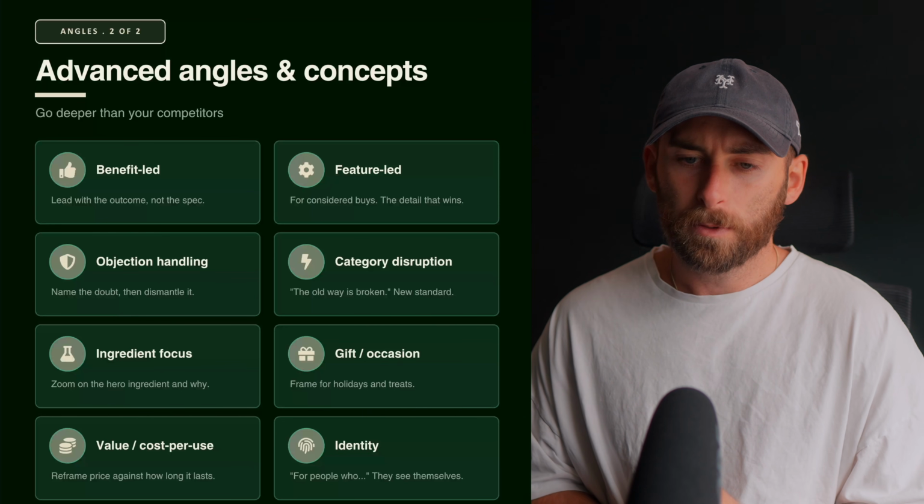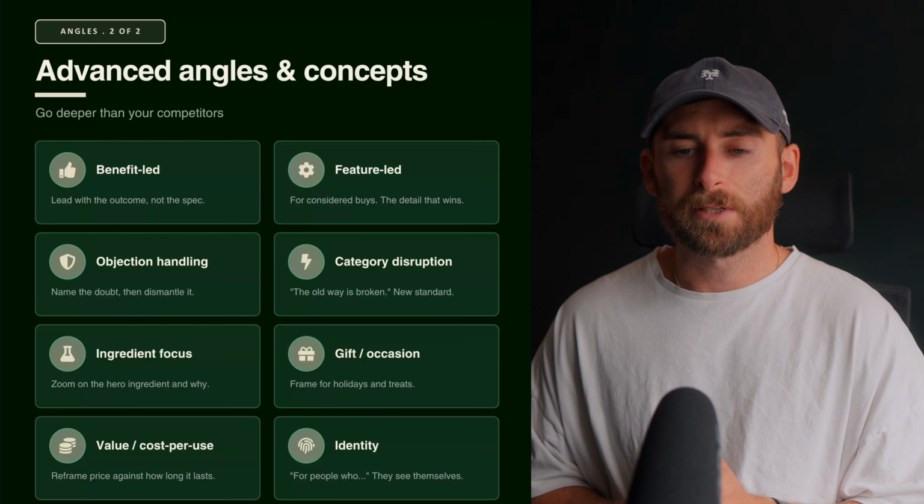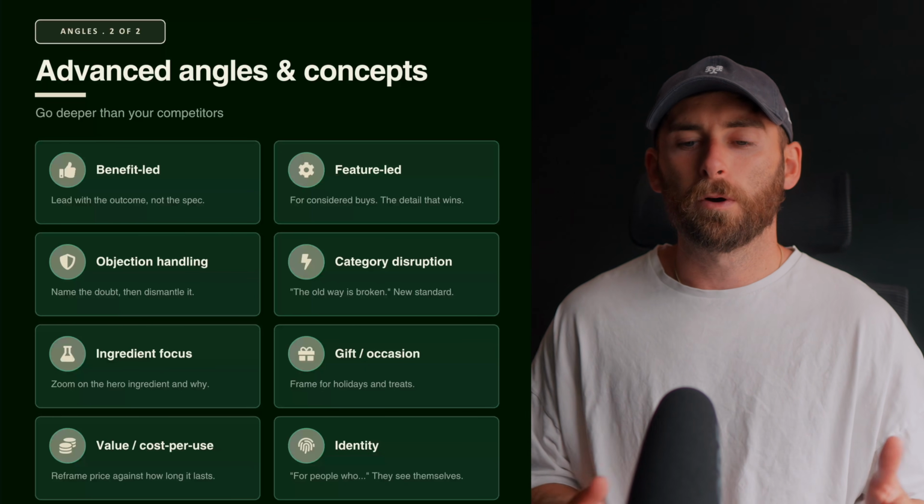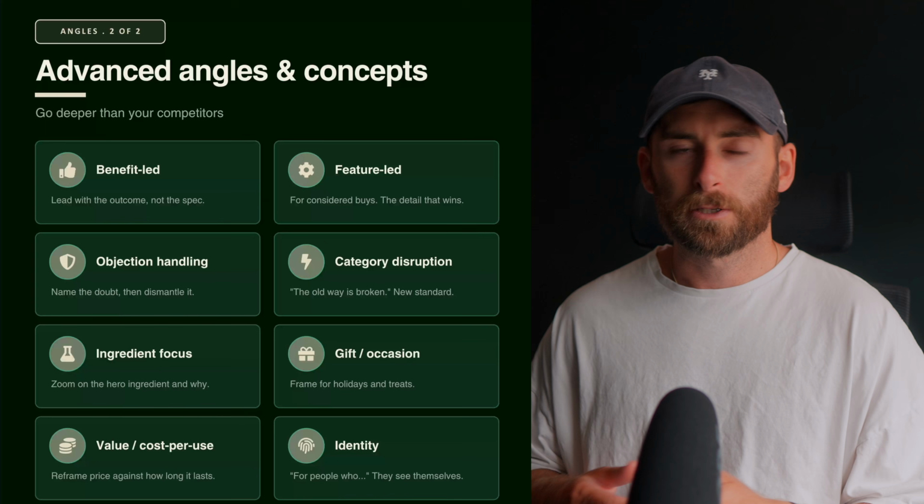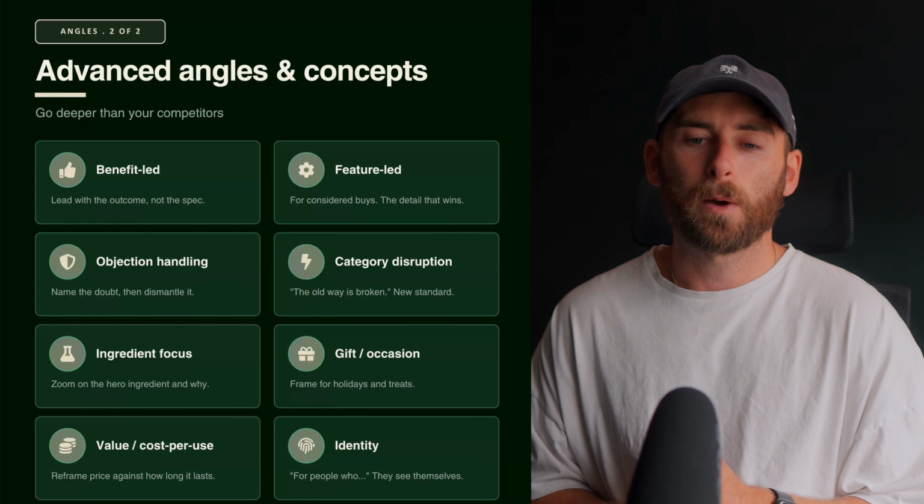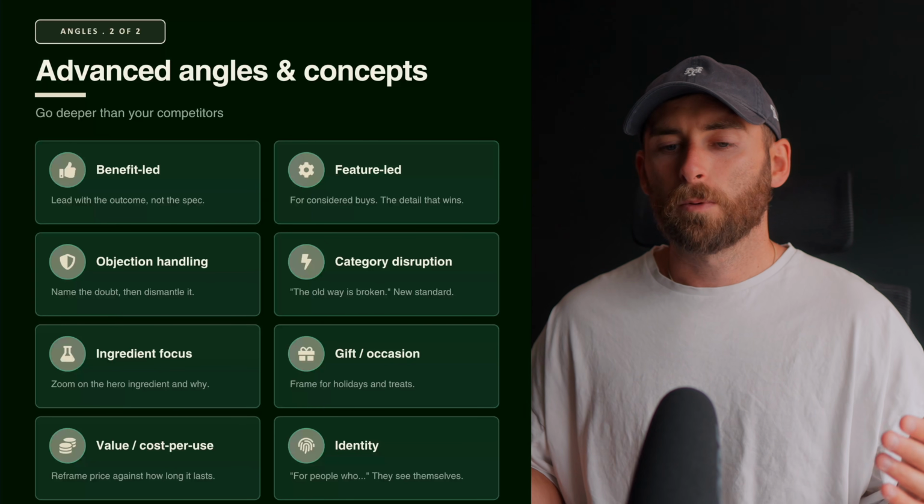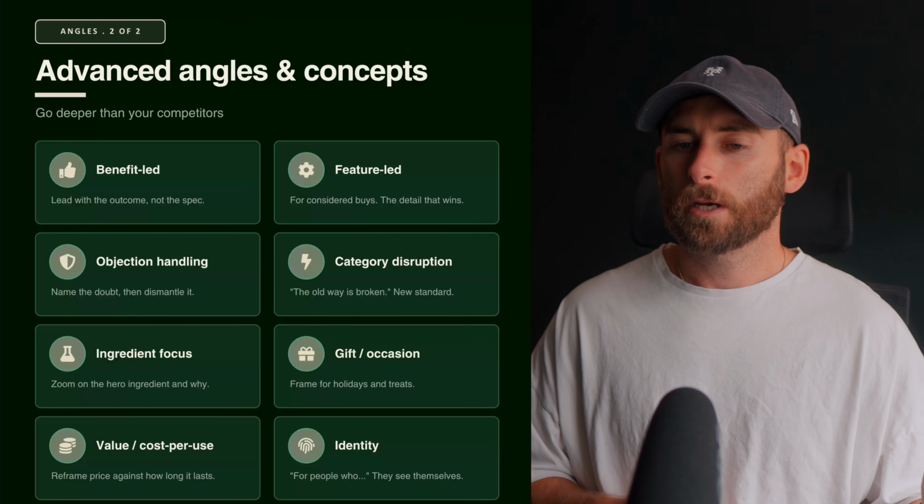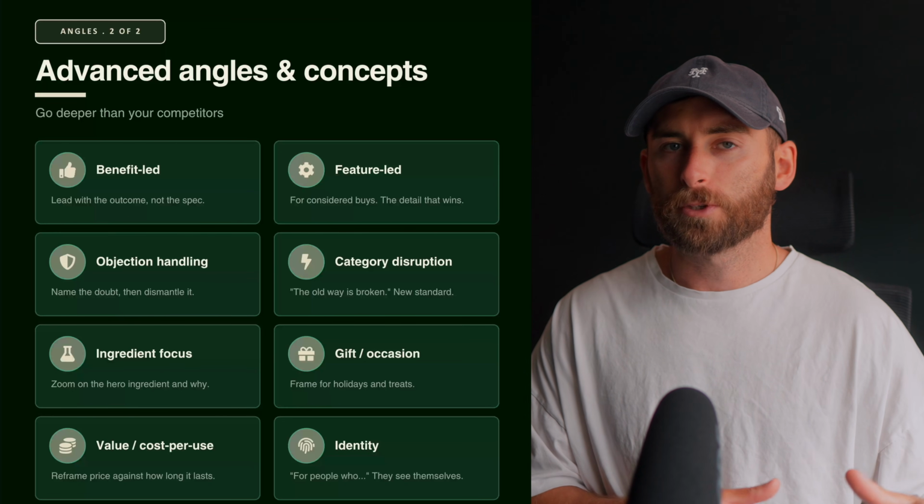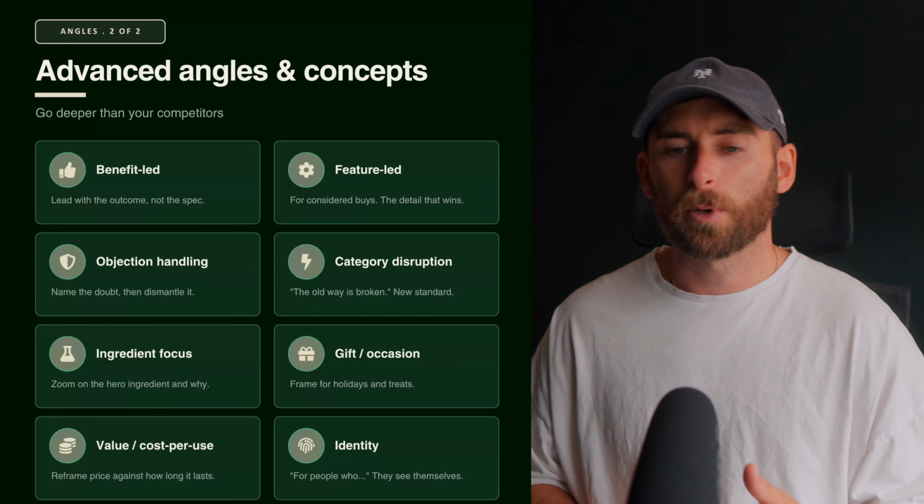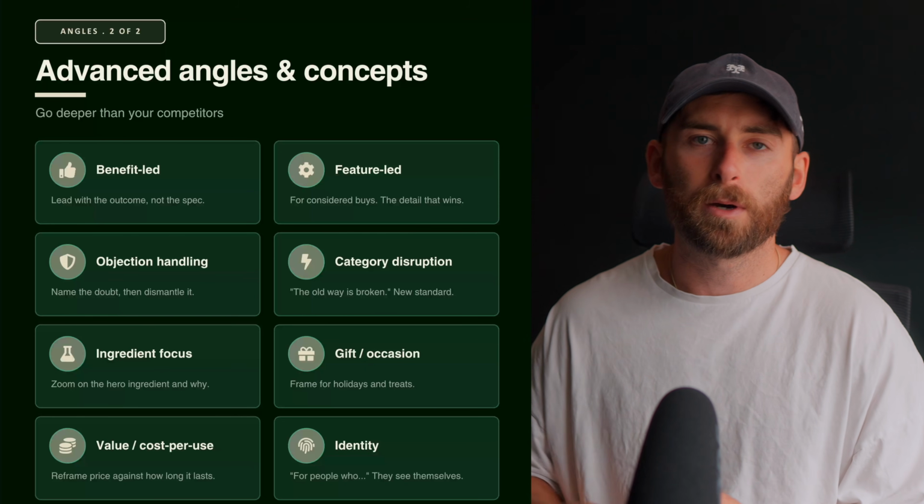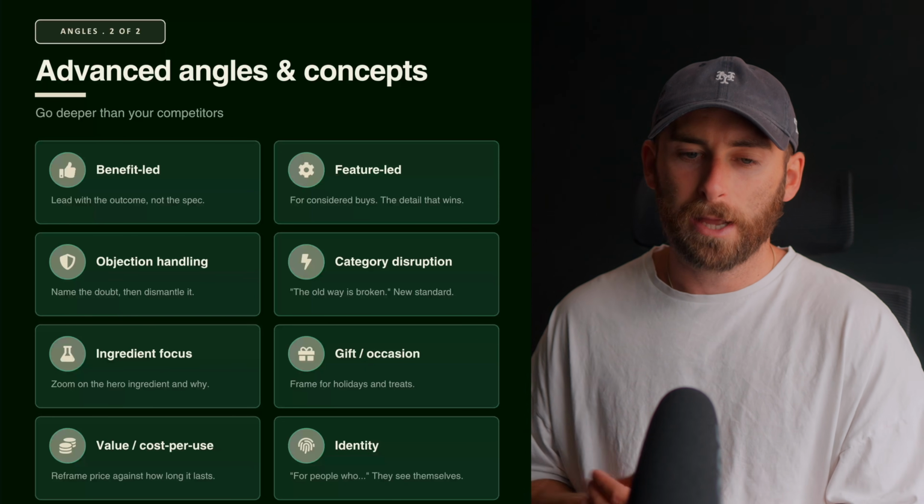Gift and occasion. So another angle, and this works for a lot of businesses. We're framing for the holidays and treats. For example, let's say you sell a men's product. Well, you could target women in the gift or occasion category for things like Father's Day, Christmas, things like that. So it's just another angle, another ad for you to create.